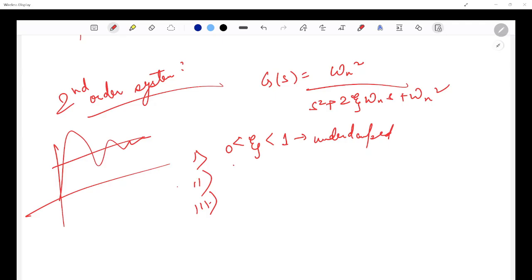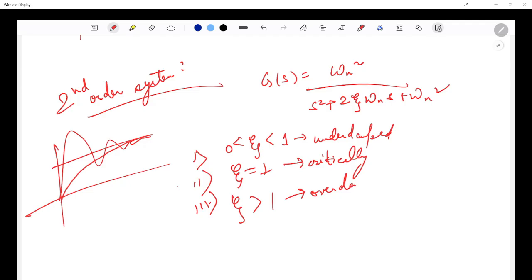If your zeta is equal to 1, it is critically damped. Critically damped means it would just achieve the value. And if your zeta is greater than 1, it is overdamped. This damping was not required, so it would be a very slow system to reach the steady state value. For underdamped systems the oscillation and overshoot are there. For critical it is the fastest without oscillation, and for overdamped it is the slow method.